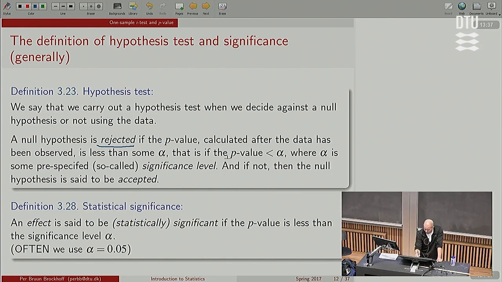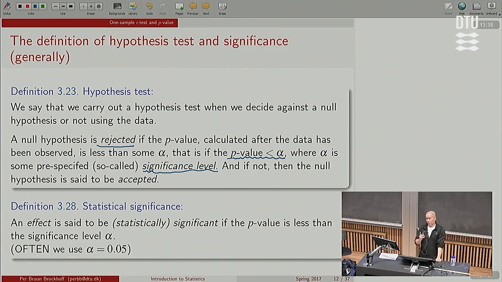And if the p-value turns out to be smaller than the pre-chosen alpha, given by the contract, by the situation, then we say that we have rejected the null hypothesis. We sometimes also call the alpha the significance level. It's the threshold between whether we claim something significant or not. That's the wording, the terminology.